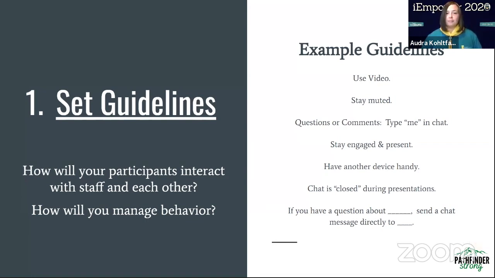Also, you want to set up a procedure for how people are going to speak, ask questions, or make comments. And for our club, it works best. We just have kids type the word "me" in the chat box whenever they want to ask a question or make a comment. And then when I see that word "me" come up in the chat box, I can call on that kid individually to unmute themselves, make their comment or ask their question, and then they remute themselves when they're done. That way everybody gets a turn to speak that wants to.